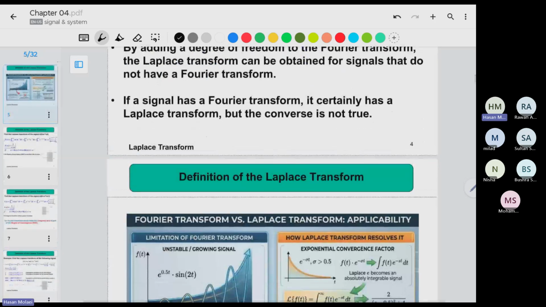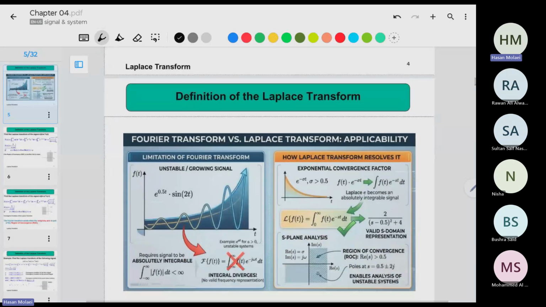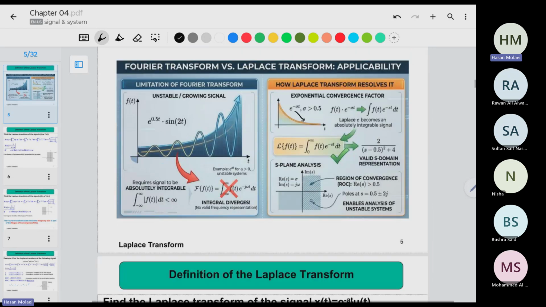If a signal has a Fourier transform, for sure we know it has a Laplace transform, but the reverse is not true. If it has a Laplace transform, it won't necessarily have a Fourier transform. And we saw that the Laplace transform can add one degree of freedom like this to the signal, which matters for signals whose energy is unlimited. We can make them integrable and their energy limited, so we can define the Laplace transform for them.